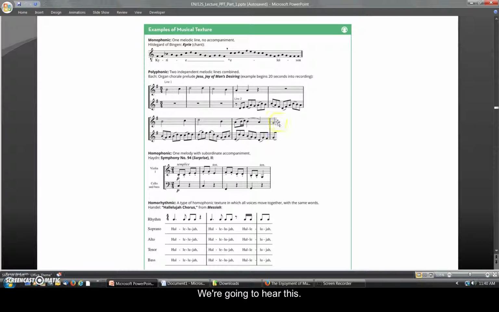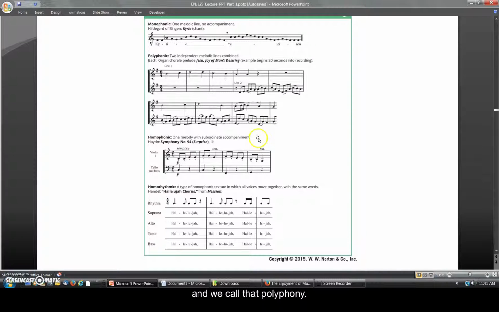We're going to hear this. This is a very popular wedding song. It's by J.S. Bach. So you've probably heard this second example before, and we'll see that this is an independent melodic line as well as this being an independent melodic line. And we call that polyphony.